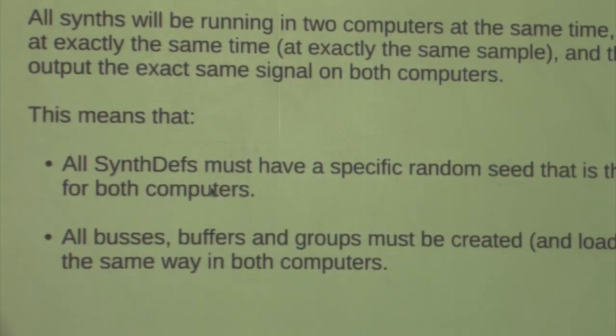So the problem I needed to deal with to make this work is that to make a synth play on two computers at the same time, it has to start exactly at the same sample, and not only that, it has to have exactly the same output. So if your synth has some kind of random number generator involved, like white noise has, it has to have exactly the same random seed, otherwise you'll have two different white noises going on in each computer, which will completely destroy the spatialization. So there are some little things that you have to watch out for.